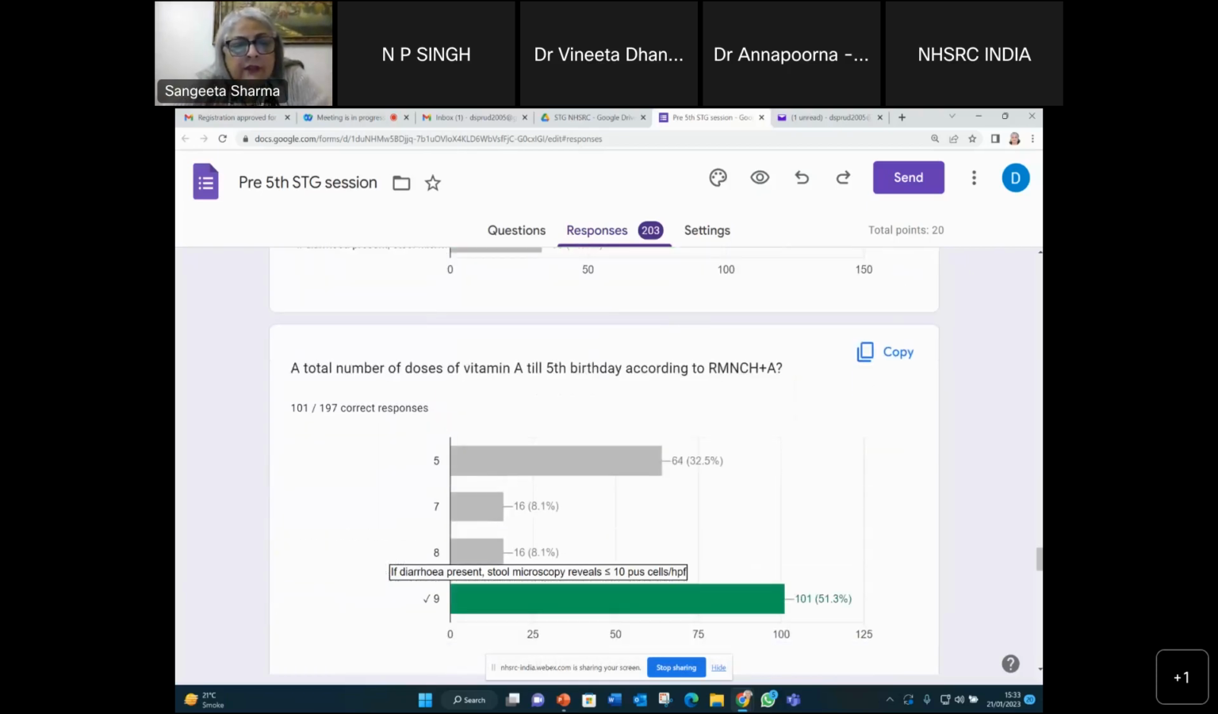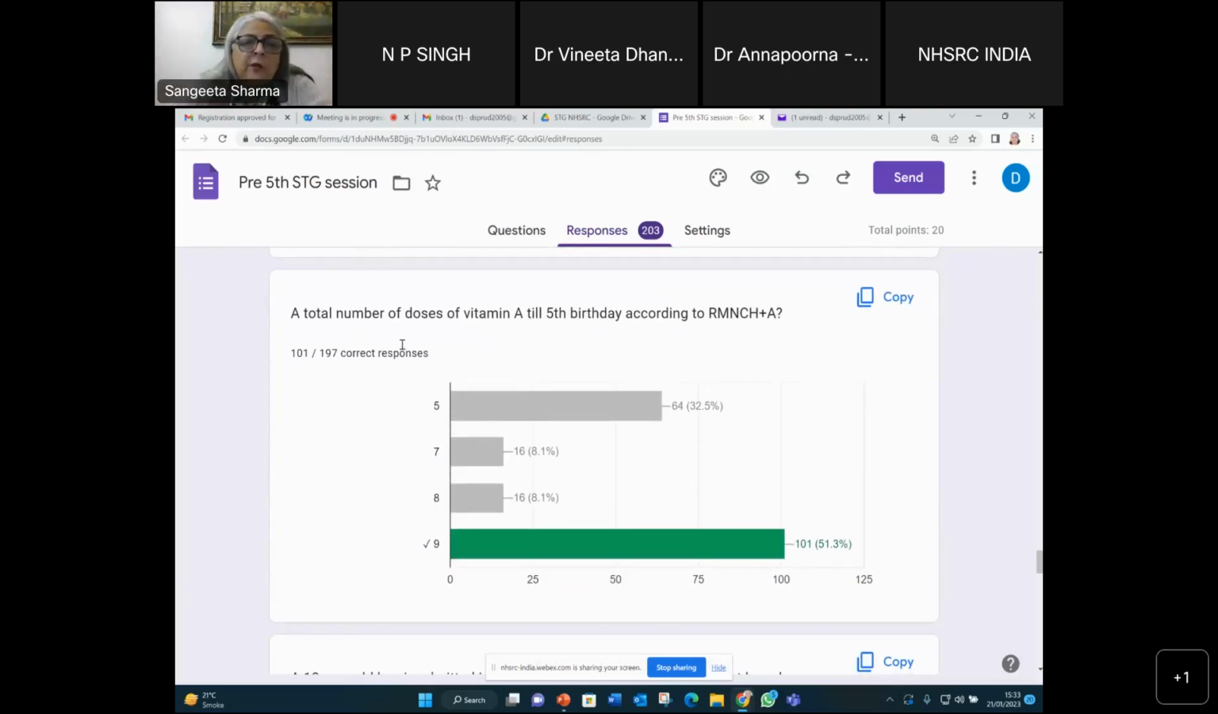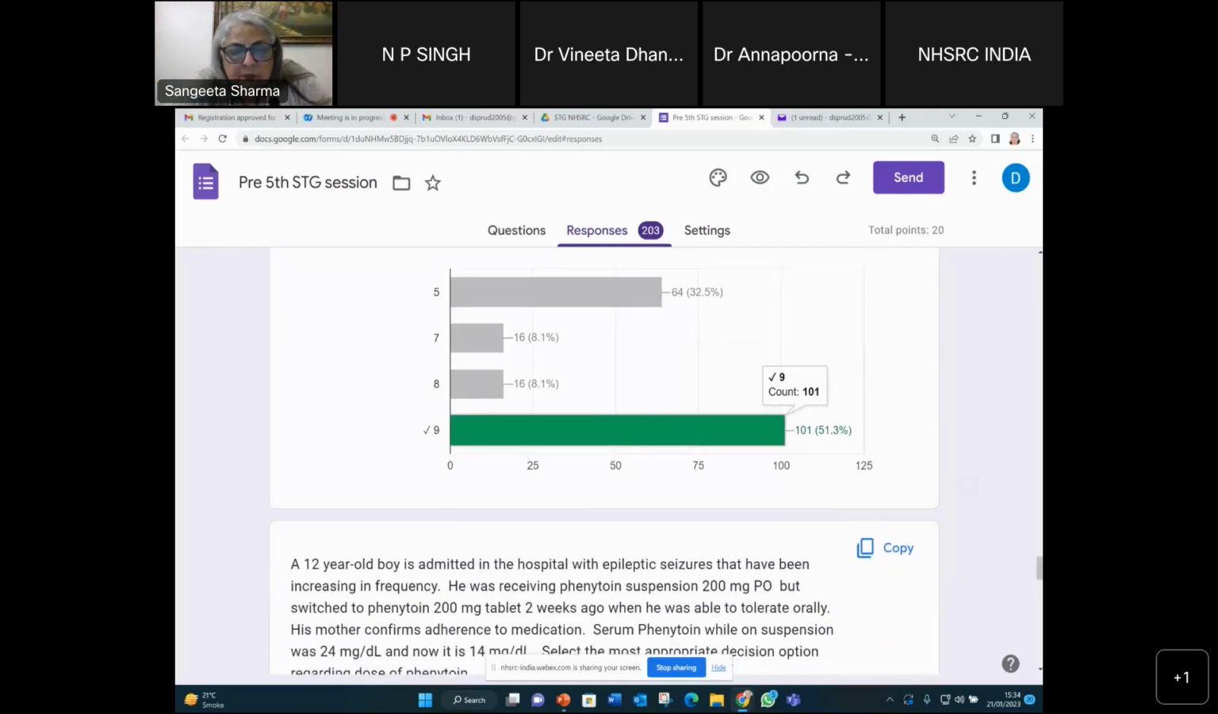Then comes the total number of doses of vitamin A till the fifth birthday according to RMNCH. I think all of you are involved in the immunization program, but only 50% of you have given the correct answer. A total of 9 doses is required. The first dose is given along with the measles, 1 lakh units, then along with DPT at 16 to 18 months, 2 lakh units, and then every 6 months, 2 lakh units every 6 months till the fifth year. So that makes it 9 doses of vitamin A in children.